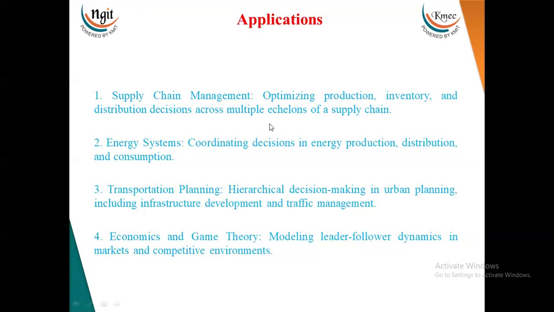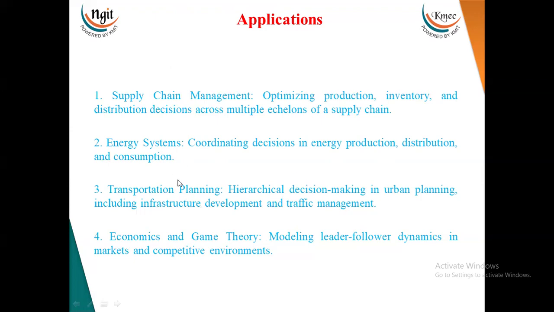Next, what are the applications we are going to use? So we can use supply chain management, energy system, transportation planning, economics, and game theory. In the supply chain, we have to optimize the production, inventory, and distribution decisions. And all these have to be optimized. The inventory will depend on the production. Again, distribution will also depend on the inventory and the requirement. So this is supply chain.